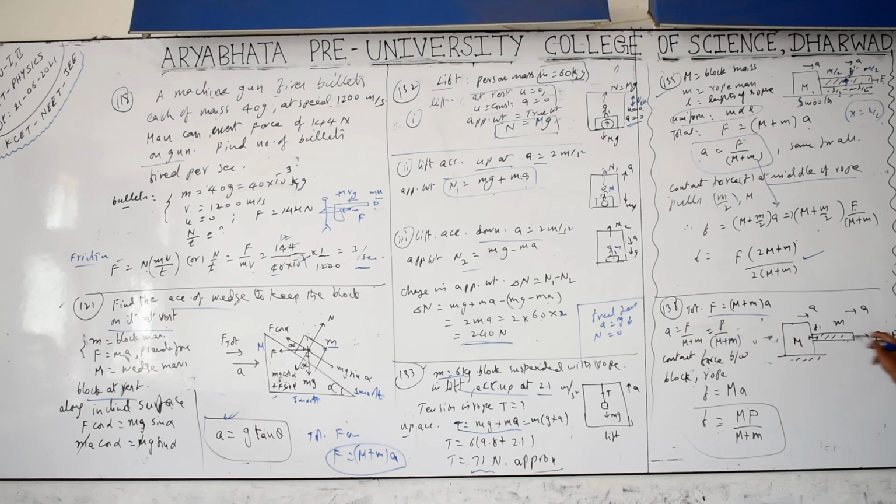Total force F equals M plus m into a. A is the same here for the connected bodies. We are taking an inextensible rope. But the contact force between this block and rope: this contact force is pulling only capital M, so F equals Ma. A you have to take from the previous relation: a equals F by M plus m. F is replaced with P. The formula is F equals MP by M plus m.